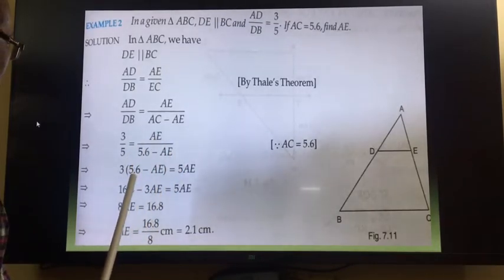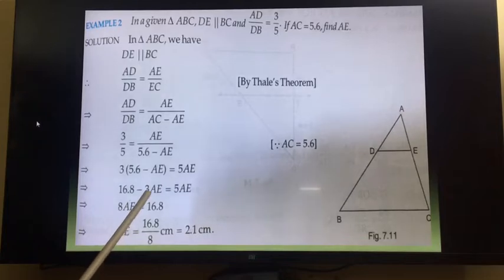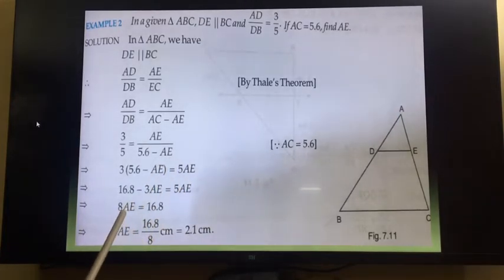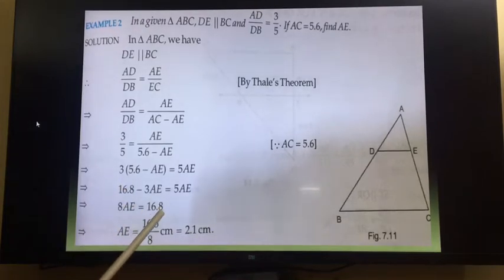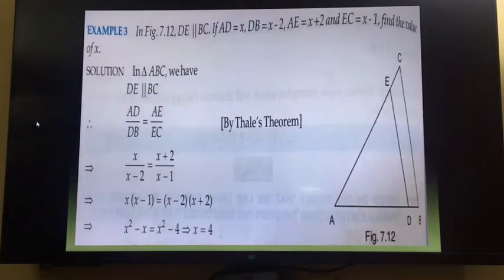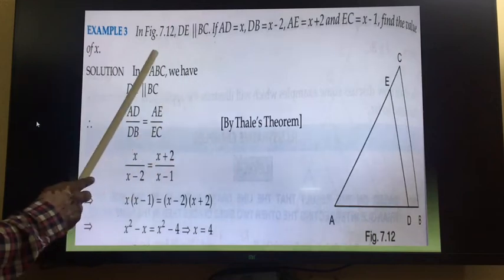So 3 into 5.6 is 16.8 minus 3 AE is equal to 5 AE, and 5 AE plus 3 AE is equal to 8 AE, which is equal to 16.8. This will give you AE is equal to 16.8 upon 8. So this is equal to 2.1 centimeter. So the method is almost the same. Now come to the next question.